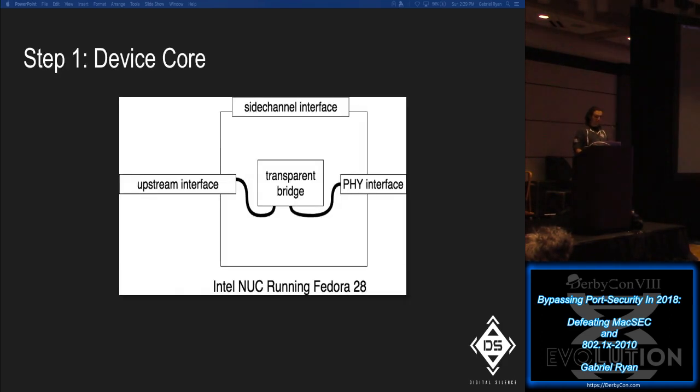So let's build a rogue device that can do this. How would we actually build such a device? Let's think about the core device you'd use to perform a traditional 802.1X bypass. In our case, because we're using a side channel for connectivity, we have an Intel NUC or similar running Fedora 28. The reason I used Fedora 28 was that it has support for MACsec. And we have our transparent bridge. That becomes useful later, although not for this particular attack. We also have an upstream interface, which is connected to the switch, and the PHY interface, which is connected to the workstation.